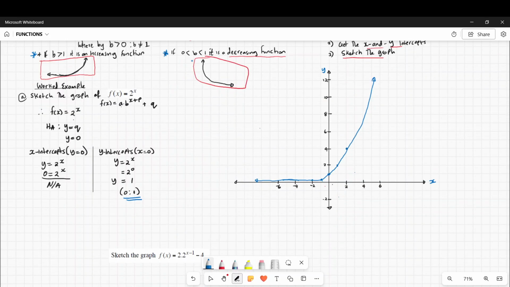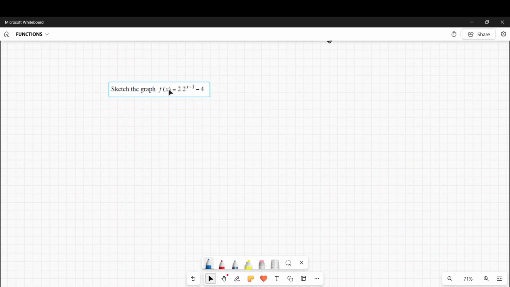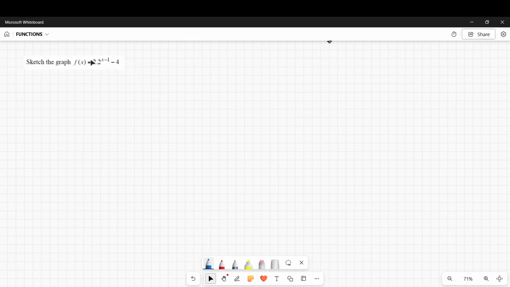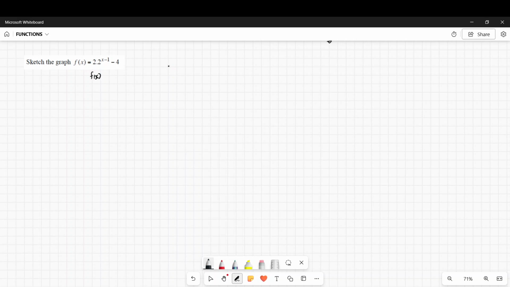So now guys, let's have a look at another example, right? So now we have another example like this, right? Over here, as you can see, everything is given, right? Because we know the general formula. Let's change the color. We know the general formula, which says f of x is equal to a times b to the power of x plus p, plus q, sorry. Everything here is given, right? a is 2, b is 2, p is -1, q is -4, right?